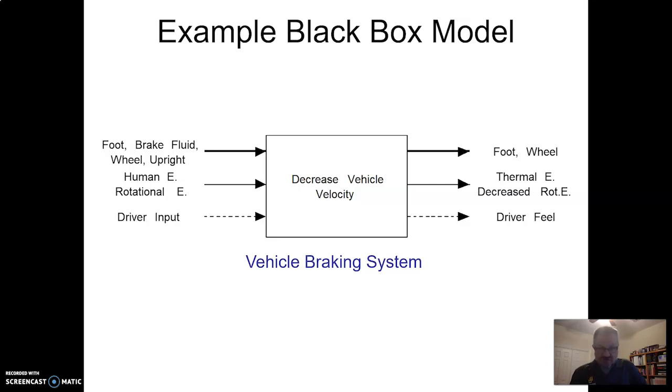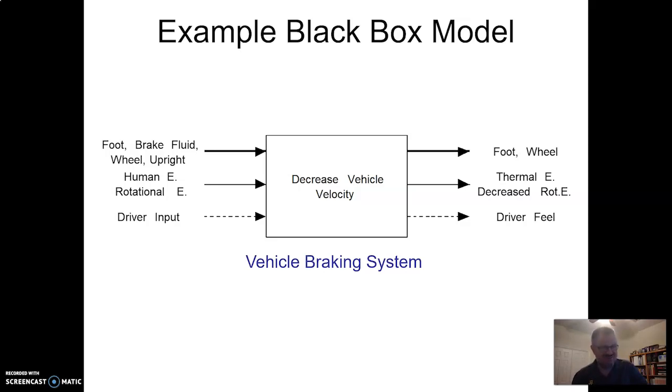We're showing energy flows. So there are two primary energy flows. You can see one is a human energy. That's the energy that the human is inputting into the system. Rotational energy represents the spinning of the wheel. So that enters the system, and on the other side you can see the thermal energy is what's flowing out.